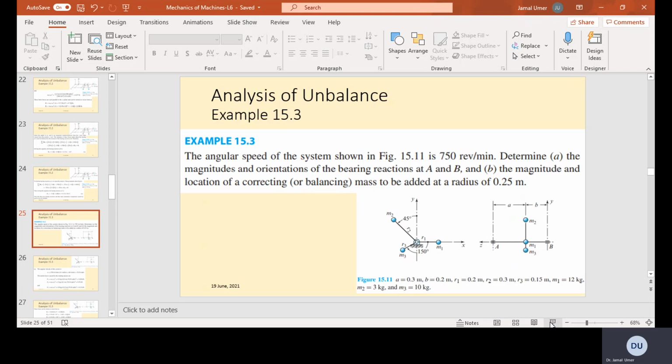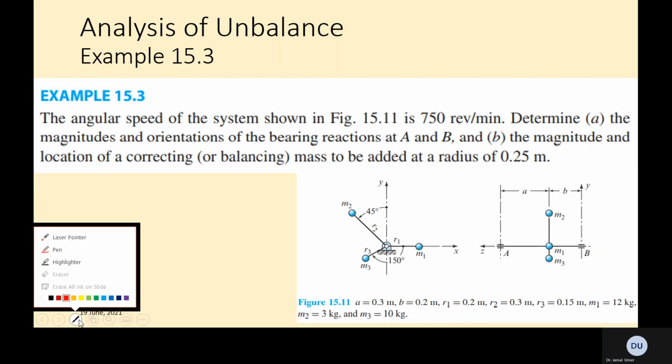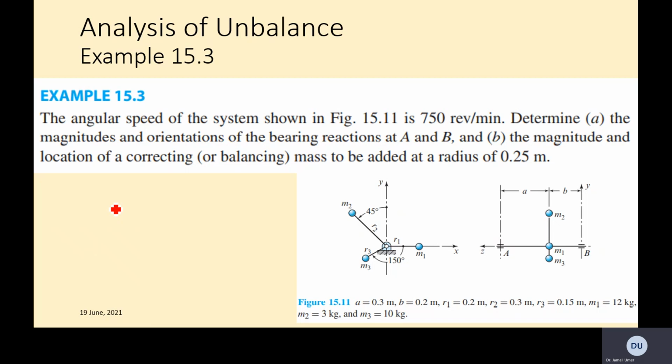All right, so we have next example 15.3. The angular speed of the system shown in figure 15.11 is 750 revolutions per minute. So we have the angular speed given. Determine A, the magnitude and orientation of reaction forces at A and B. So the first step is same as last example. So you need to work out the reaction forces at A and B, and the magnitude and the location of correcting mass to be added at the radius of 0.25. And now the additional step is there, how much mass we need.